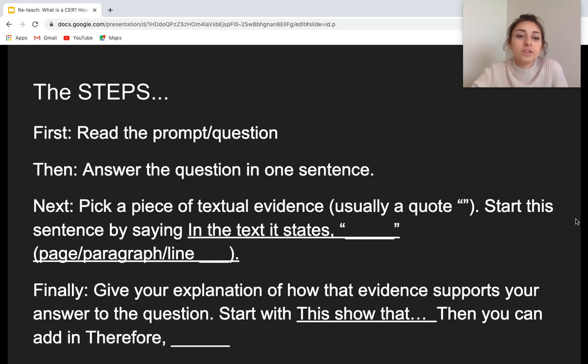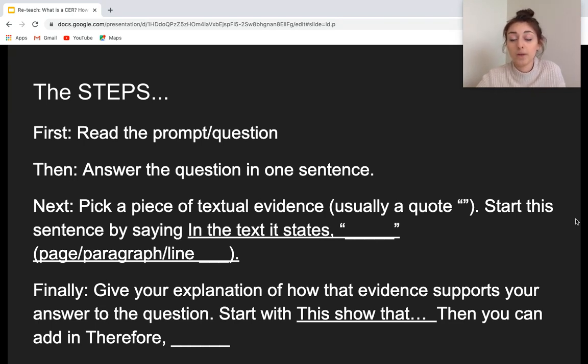All right, so the steps to write a CER. First, you have to read the prompt or the passage, and then you have to read the question that's being asked of you. Then you need to answer the question in one sentence. This is going to be your claim. Just answer the question how you would without any evidence or anything yet. Next is when you pick a piece of textual evidence, which is usually going to be a quote, to support your claim. You want to start the sentence by saying, in the text it states, and then put the quote, and then put either the page, paragraph, or line number that you got that quote from.